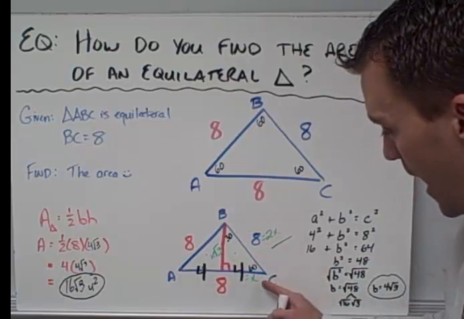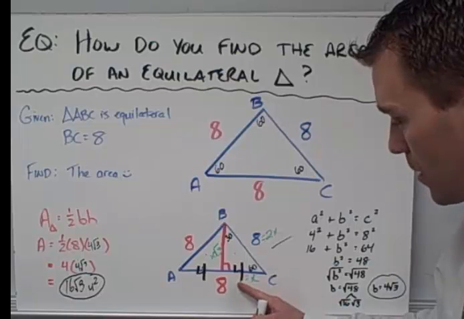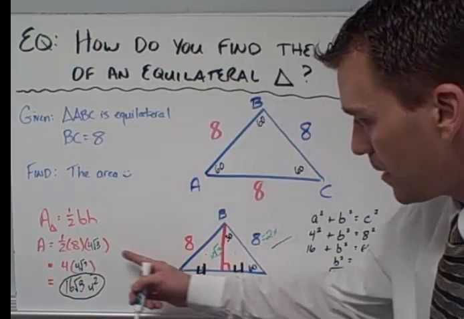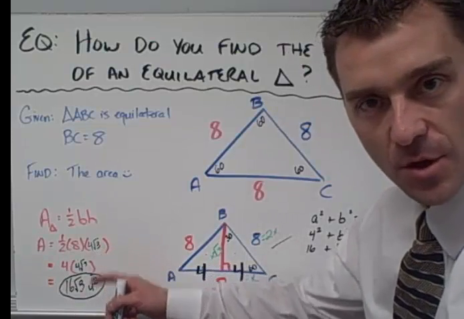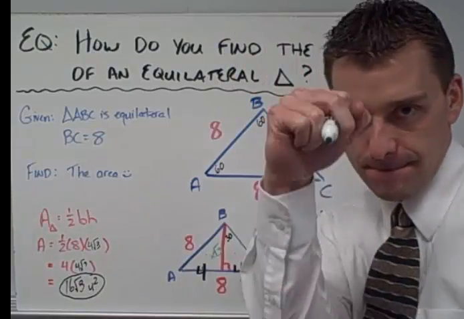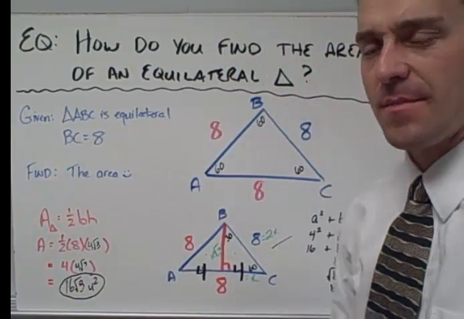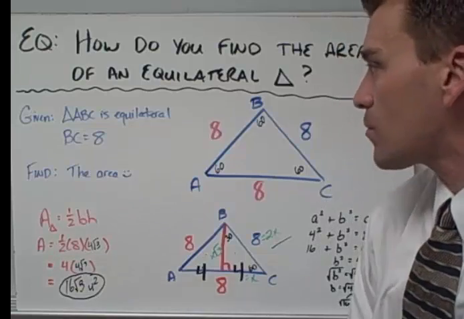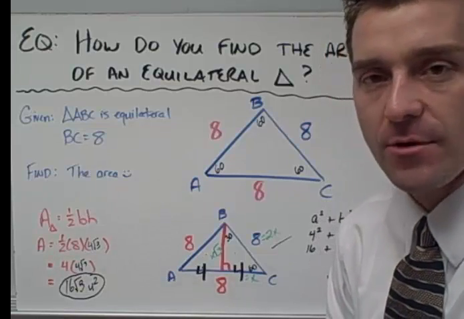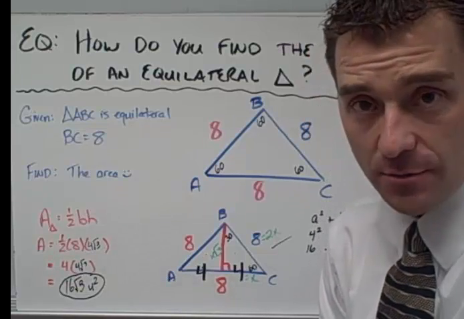Wait a minute, I have it. X is 4. So if x is 4, that means this has to be 4 root 3, which is exactly what I got for the height anyways. So either way, sweet, we got it. Let me show you this though, because that is certainly one way that you can find the area of an equilateral triangle, or any triangle really.